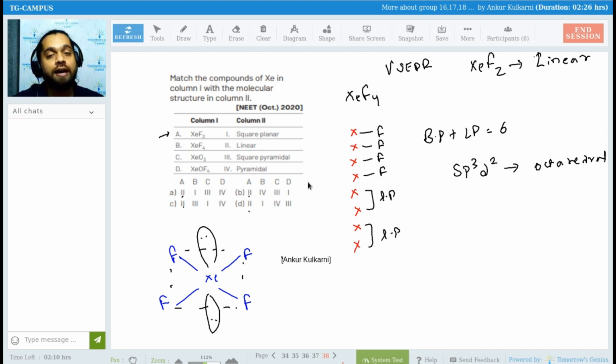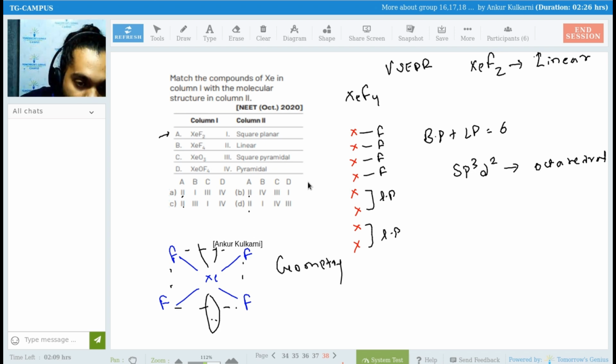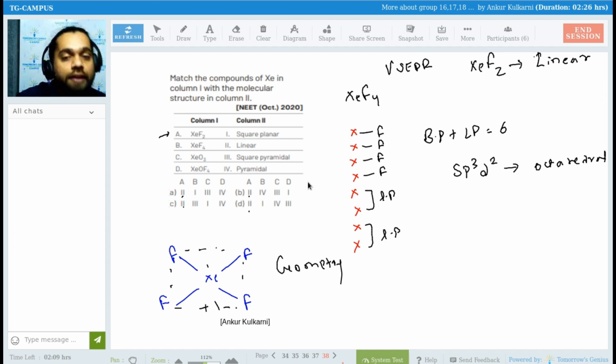pyramids. So, okay, but Prashanti, this is our geometry. In the shape, Sasidaran, we do not consider the lone pair. So I'll erase this lone pair. So Prashanti, what have we got? Yeah, the shape is square planar. It is not pyramidal. Is it clear, Prashanti?